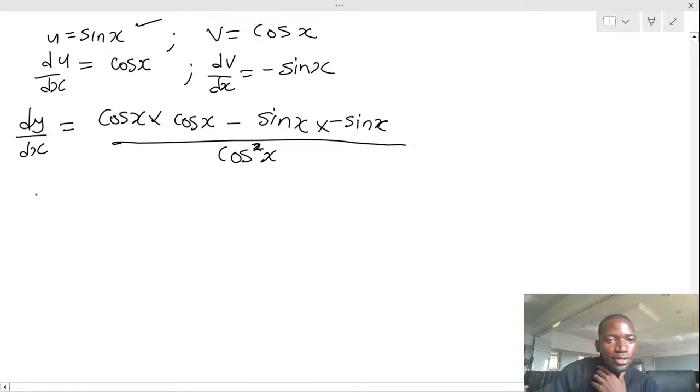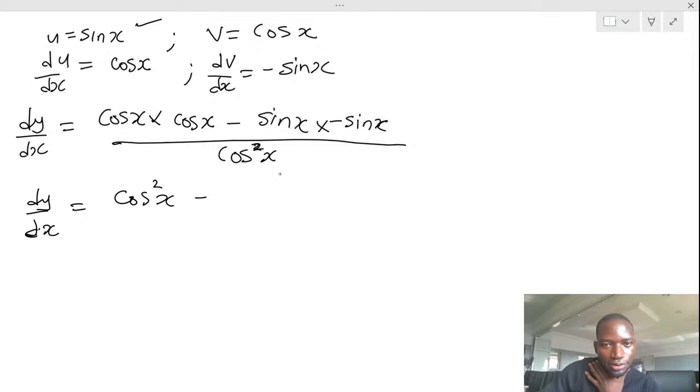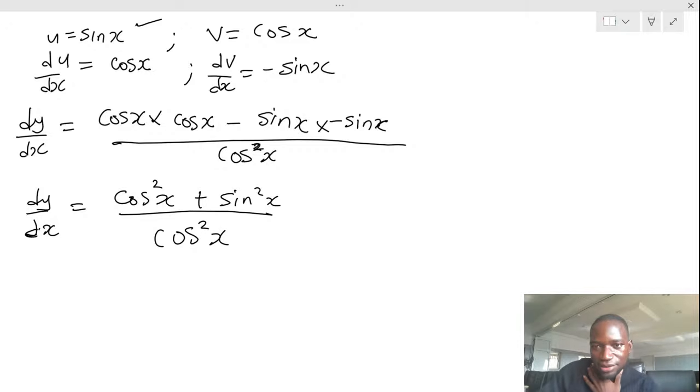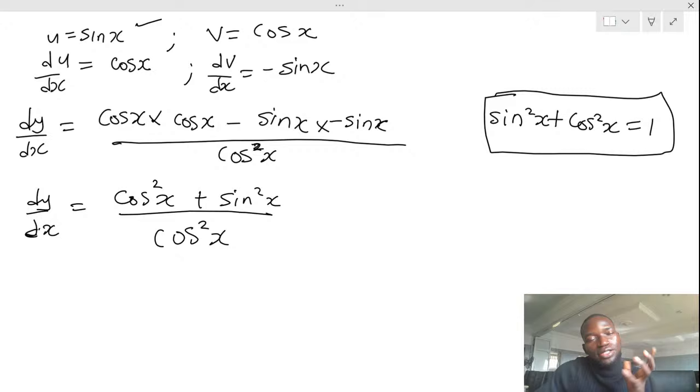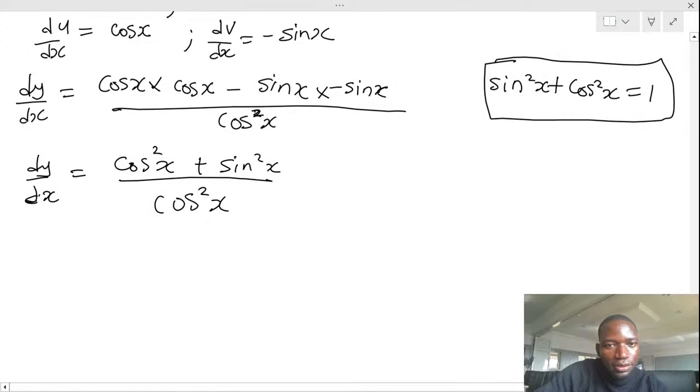Okay, so we're going to have dy by dx equal to cos squared x minus, sorry, that'll be plus sine squared x, because minus sine x times minus sine x will give us that. So here we are. According to the first trigonometric identity, sine squared x plus cos squared x is going to be equal to 1. So if you're going to be differentiating trigonometric functions, you must have a very good, solid background of trigonometry. So just remember this formula: sine squared x plus cos squared x. Either way around, whether cos squared x or sine squared x, it is going to give you 1.